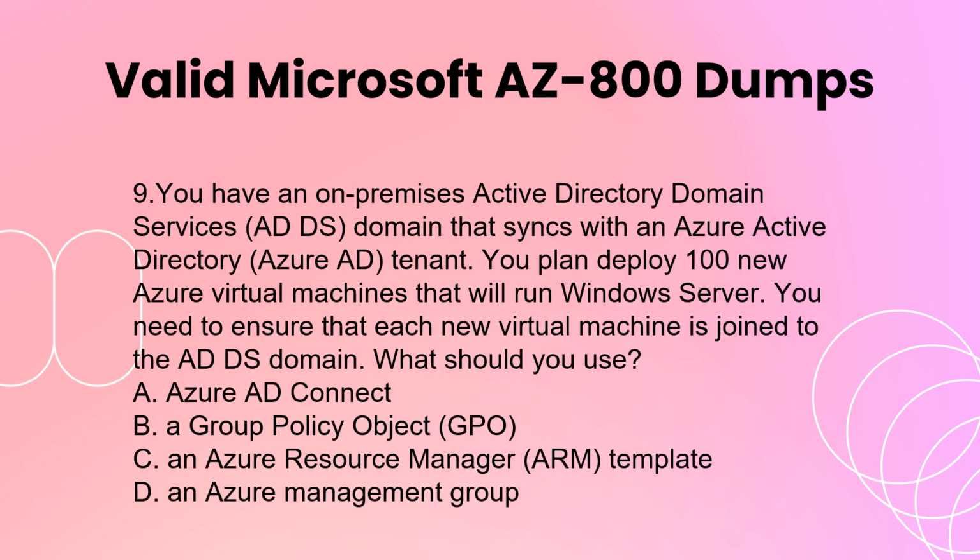9. You have an on-premises Active Directory Domain Services (AD DS) domain that syncs with an Azure Active Directory (Azure AD) tenant. You plan to deploy 100 new Azure virtual machines that will run Windows Server. You need to ensure that each new virtual machine is joined to the AD DS domain. What should you use? A. Azure AD Connect. B. A Group Policy Object (GPO). C. An Azure Resource Manager (ARM) template. D. An Azure management group.